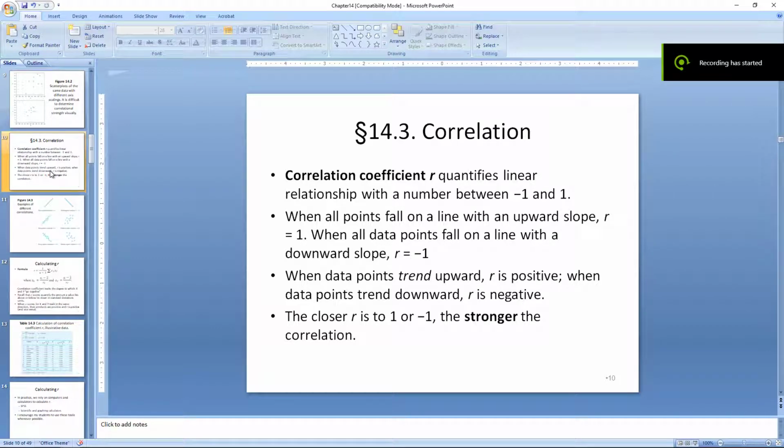Hello, welcome back to part 2 of chapter 14. We're talking about correlation and regression. So now we're going to 14.3, which is correlation.